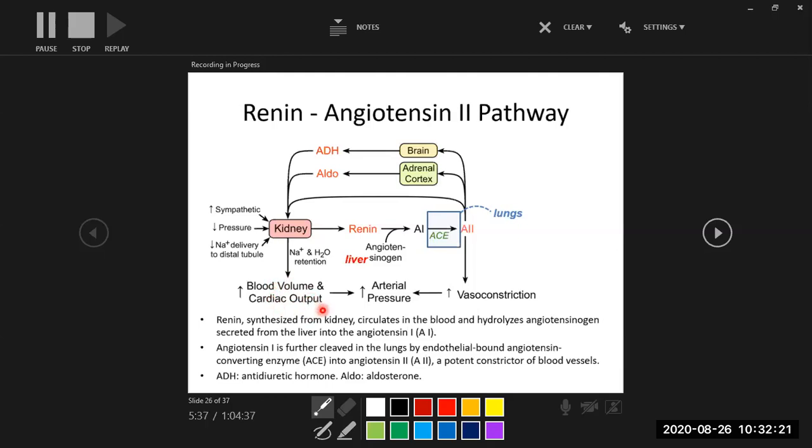So overall, angiotensin 2 directly acts on vasoconstriction. Angiotensin 2 also indirectly increases the cardiac output. And with these two, CO and TPR, we have increased blood pressure.